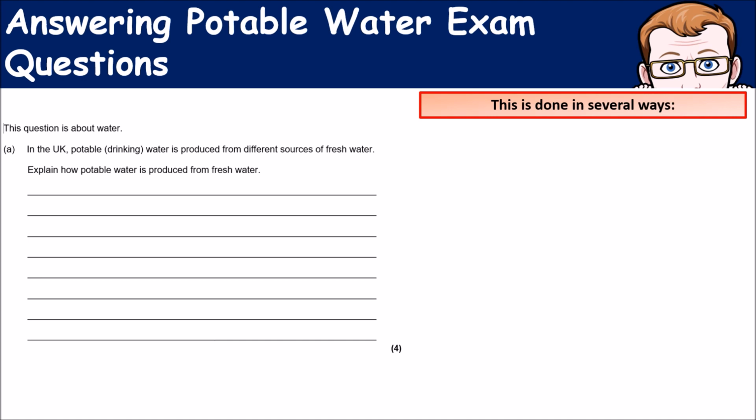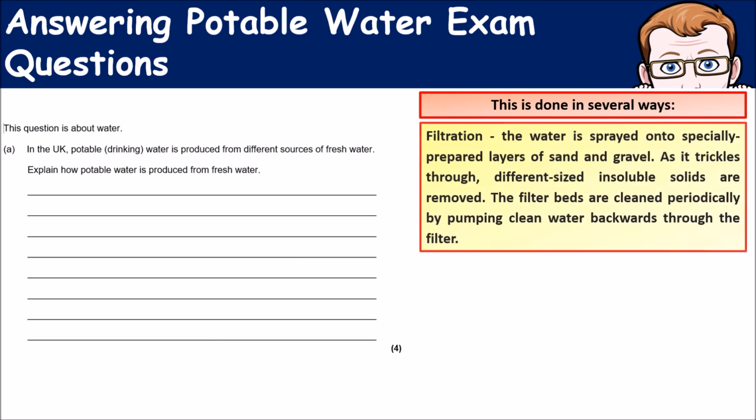We are going to look at how to answer a question on potable water in this video. The first thing we need to consider is how we produce potable water. Remember, potable water is water that's safe to drink. There are a few different things we need to do to water to achieve this. The first part is filtration. Filtration is when water is filtered and the different sized, insoluble parts are removed from it. That's done using large grids and sand beds and so forth.